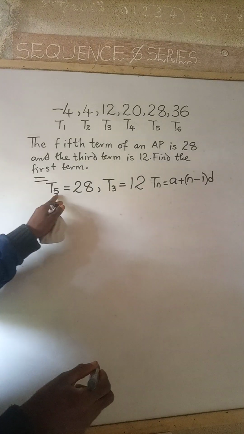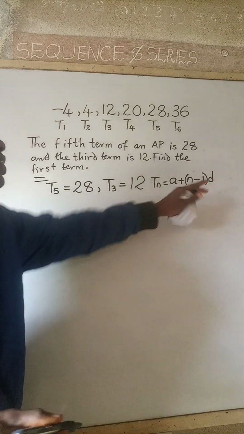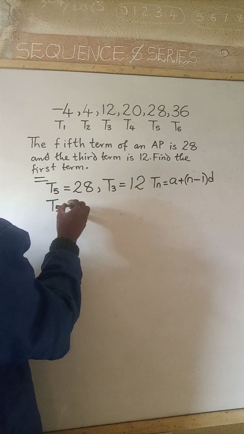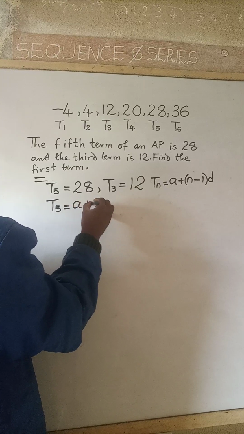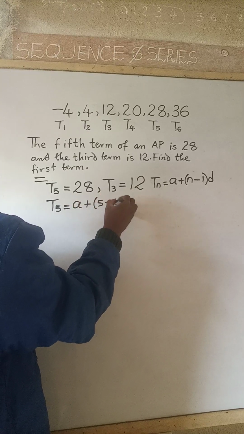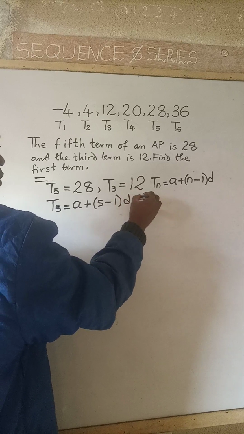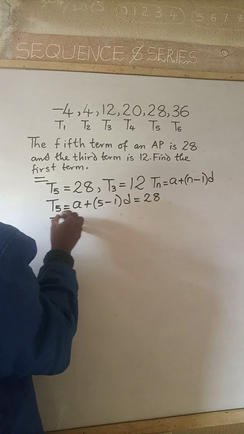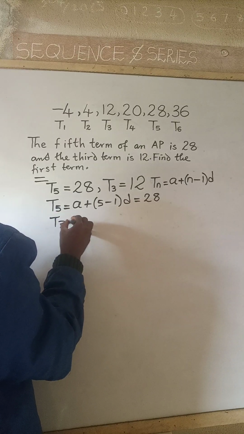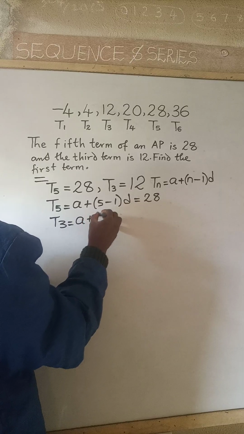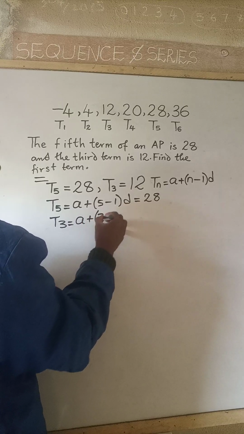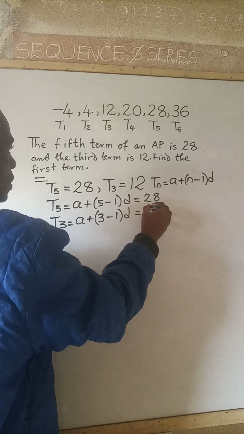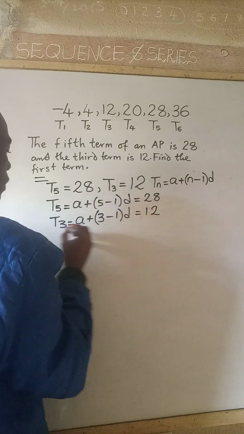So what I will do now is substitute these values in this equation. T5 is equal to A plus bracket open 5 minus 1 bracket closes D is equal to 28. And in the second one we have T3 is equal to A plus bracket open 3 minus 1 bracket closes D is equal to 12.